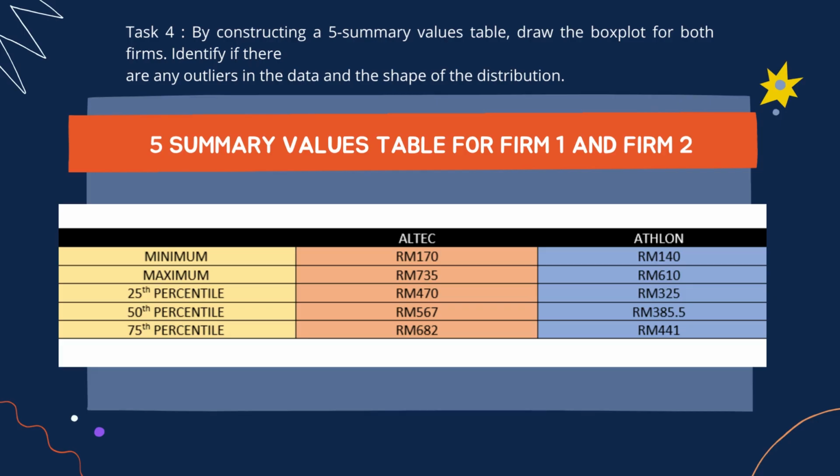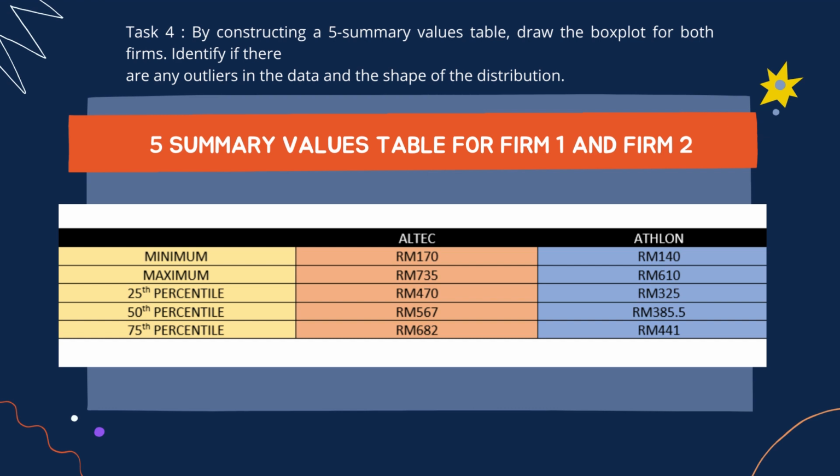By constructing a five-number summary table, draw the box plot for both firms. Identify if there are any outliers in the data and the shape of the distribution. So here's a five-number summary table for firm Altec and Athlon. We need five summary numbers: minimum, maximum, and the 25th, 50th and 75th percentiles to fill the table. The data given is from 1988 to 2021, and we arrange the numbers from smallest to largest to get the five-number summary.